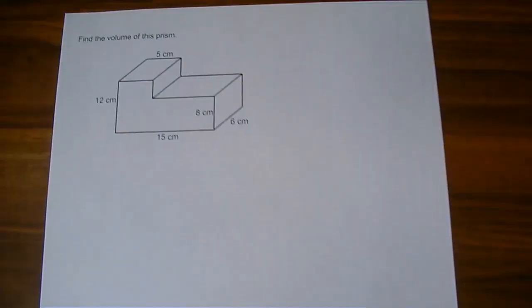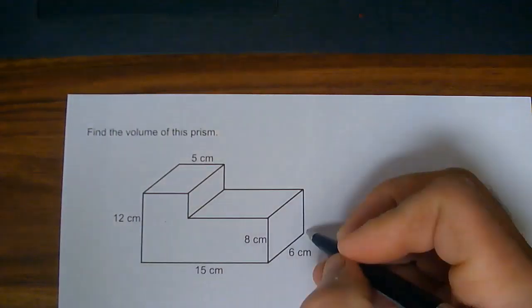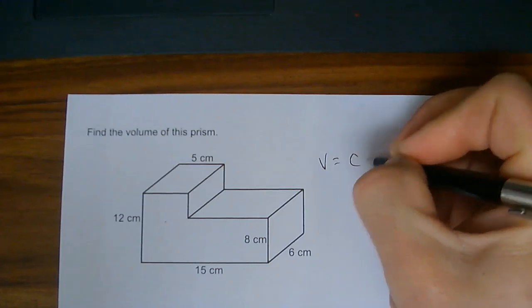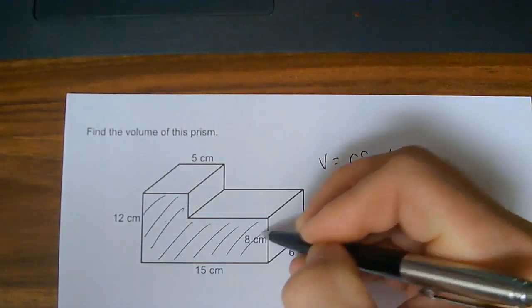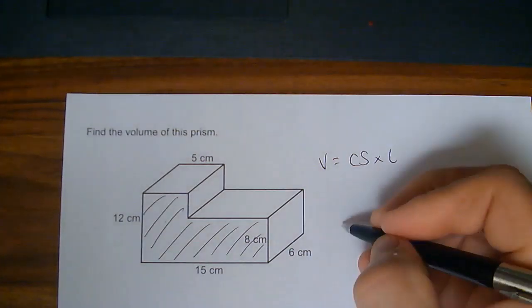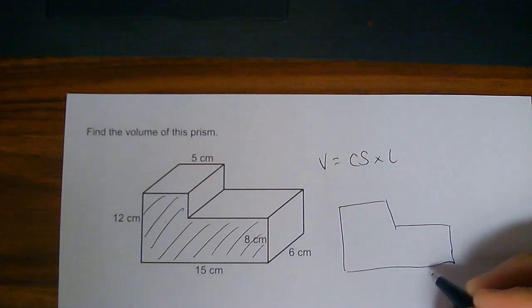Last but not least, compound shape to finish us off. We know that we've got a length of the shape, which is 6, and our volume is our cross section times the length. So I've just got to work out the area of that cross section. I'm just going to draw the shape out again to help me. Sometimes it helps to have it in 2D.